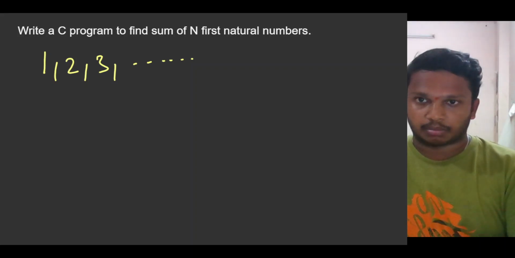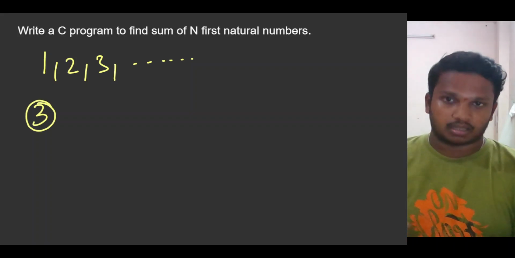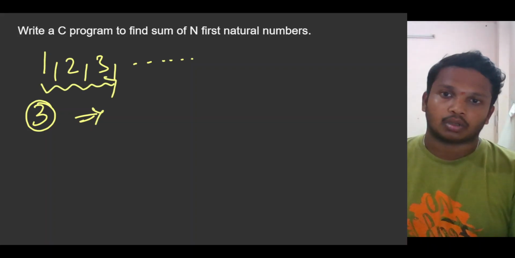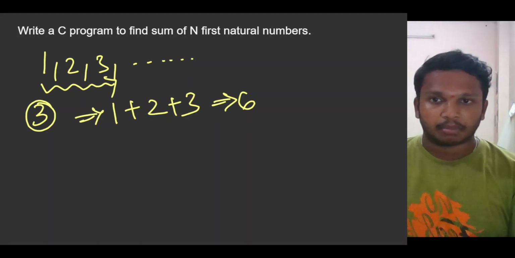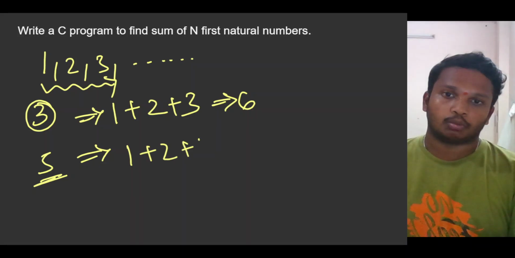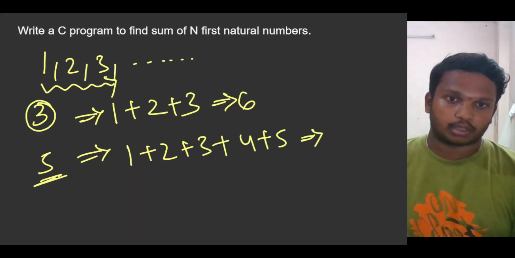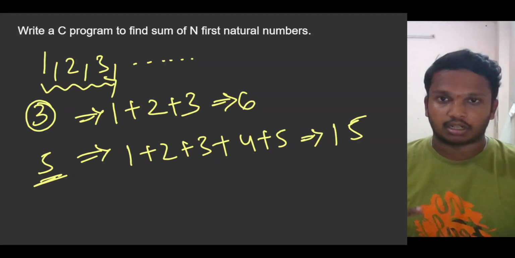First n natural numbers means, for example, if the user entered the value as 3, what is the sum of the first 3 natural numbers? The sum is 1 plus 2 plus 3, that equals 6. Similarly, for the first 5, it is 1 plus 2 plus 3 plus 4 plus 5. That is 1 plus 2 is 3, 3 plus 3 is 6, 6 plus 4 is 10, 10 plus 5 is 15. This is the answer for the first n natural number sum.